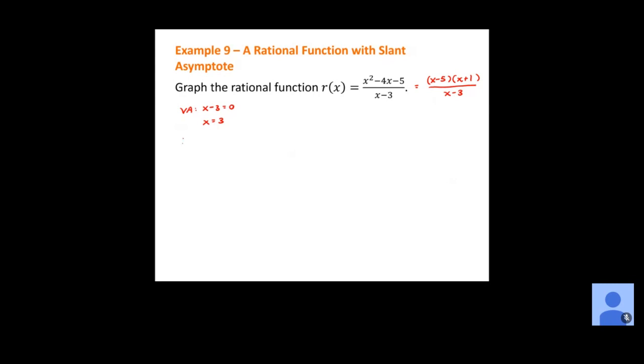Now, what about horizontal asymptote? There are none, right? Because again, we would look at our degree up top, that's a 2. Degree in the denominator is 1. If the degree in the numerator is bigger than the degree in the denominator, we can automatically say there are no horizontal asymptotes.